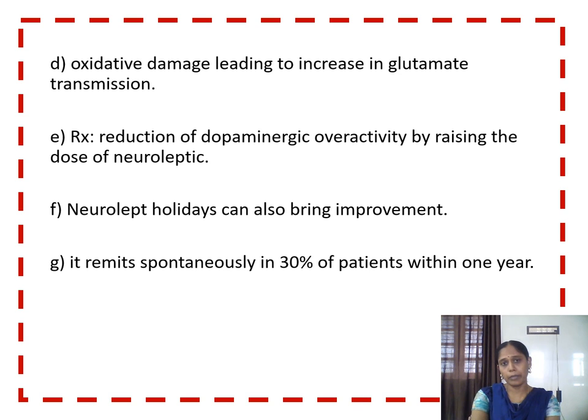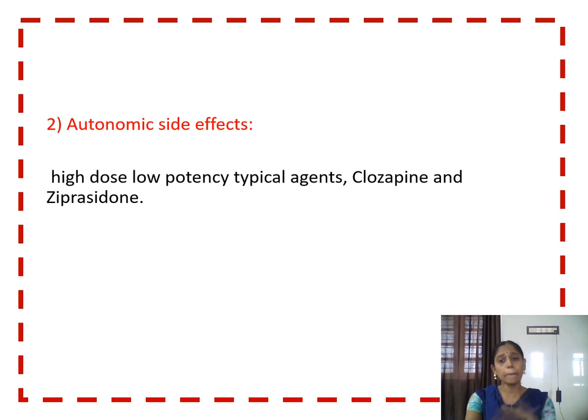So treatment is the main thing. You have to reduce the dopaminergic overactivity. You can increase the dose of neuroleptic, or sometimes give neuroleptic holidays. Without continuous drug intake, neuroleptic holidays can also bring improvement. Usually it remits spontaneously in 30% of the patients within 1 year.